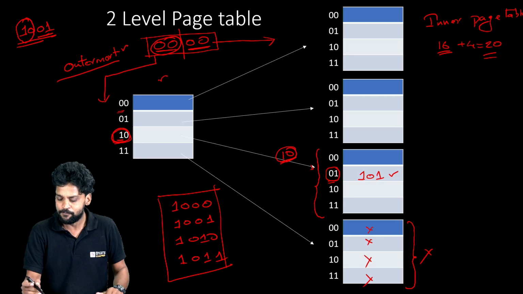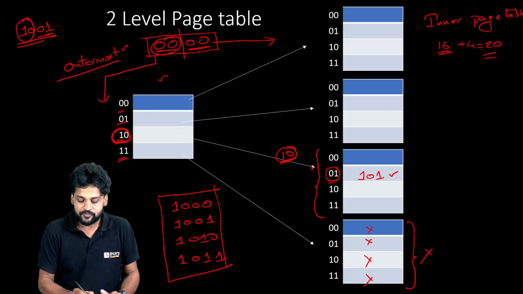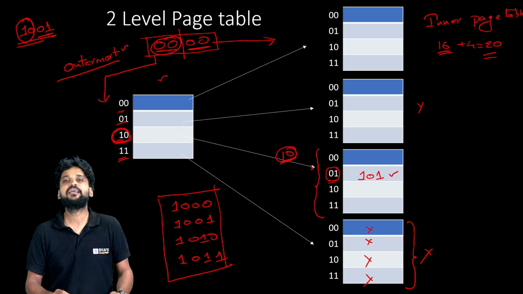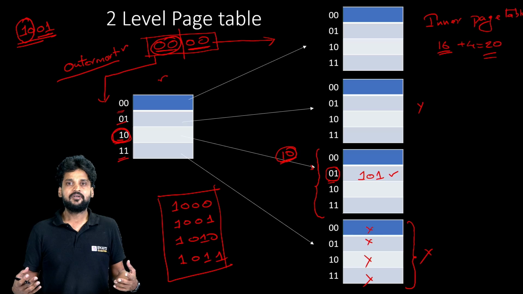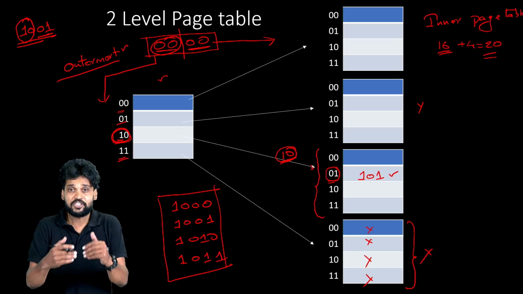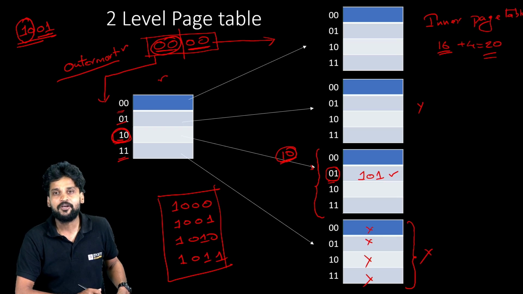For instance, let us say for these two, 01 and 11, the outer page table has no corresponding entries in the inner page tables. These two are completely eliminated. So here, a lot of memory space has been saved, in addition to which we also address the contiguity problem. I hope you got it.